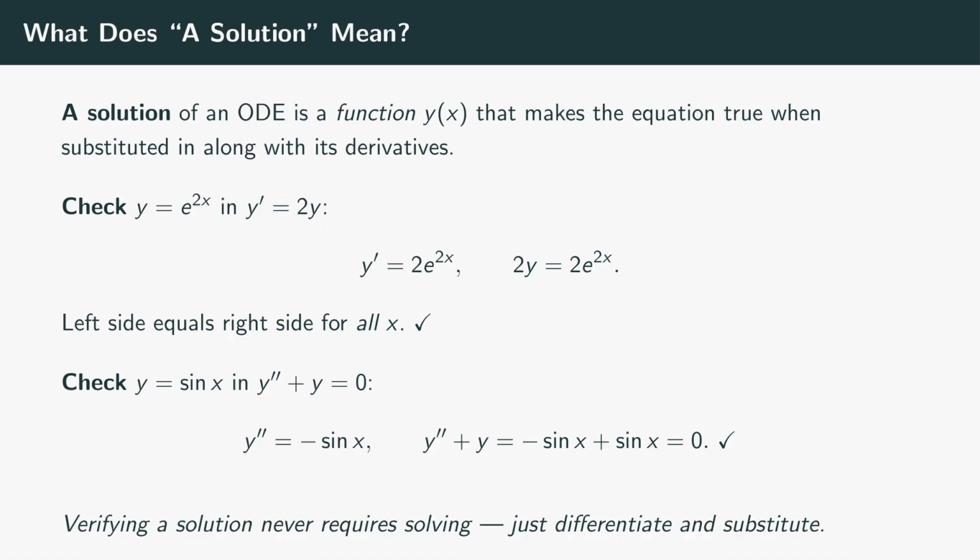Try another. Is y equals sine x a solution of y double prime plus y equals 0? The second derivative of sine x is negative sine x. Add y, which is sine x, and you get negative sine x plus sine x, which is 0. It checks. Notice something wonderful. Verifying a solution never requires you to solve anything. You just differentiate and substitute. Solving is the hard direction. Checking is always easy.